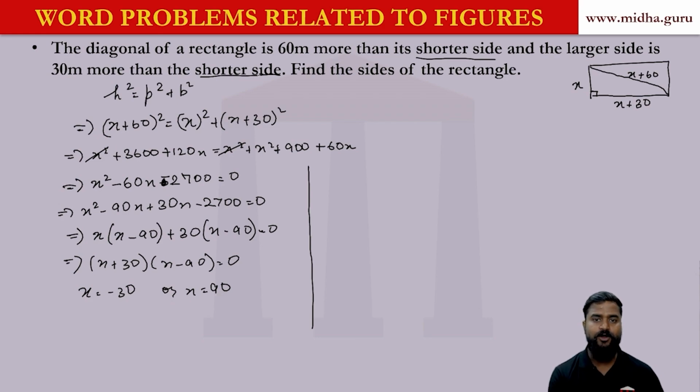Again, we are talking about geometric figures and the lengths cannot be negative values. This is a solution for the given equation, but it does not satisfy our need. So we will take 90 as the correct answer.